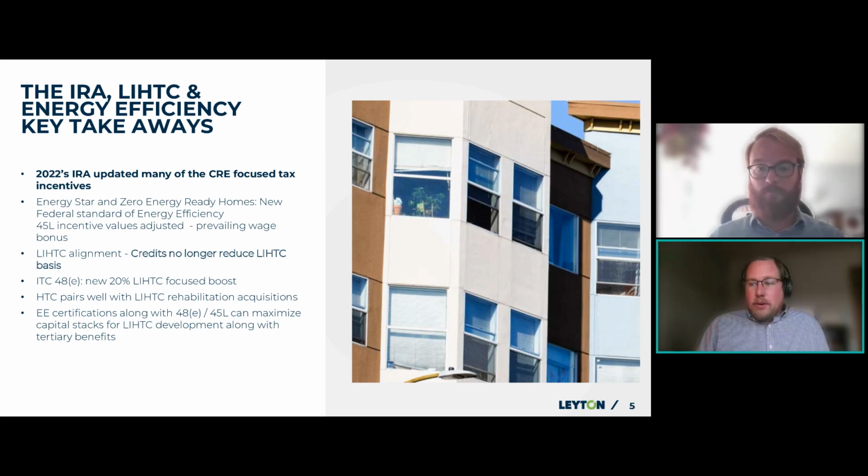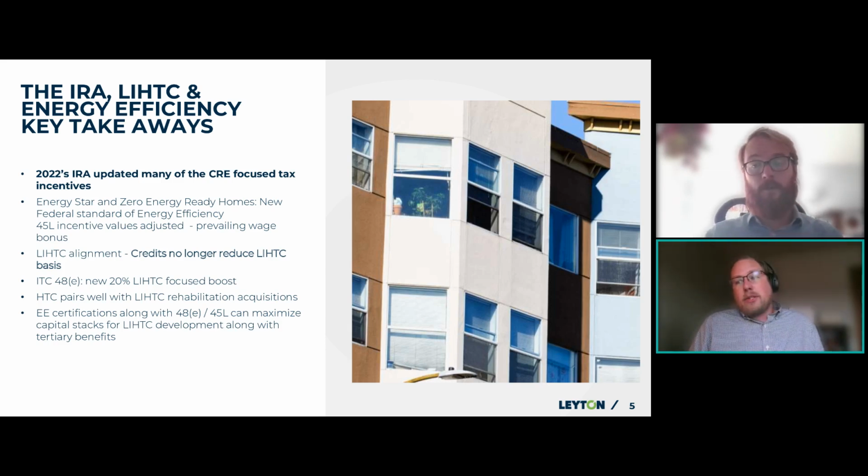And we will also cover how cost segregation can be used with historic tax credits to benefit LIHTC rehabilitation projects that are renovating acquired properties. Lastly, an understanding that this revamp through the IRA has aligned a lot of these energy incentives to maximize capital stacks, which is very important for LIHTC development deals, as we'll get into details.